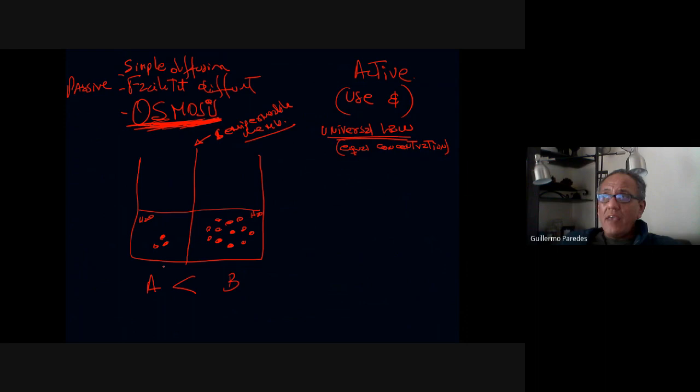So what is the body doing? The body is going to make water pass from the low concentration to the high concentration. So at the end, what you're going to have is this. You have a high content of water on one side and a little bit of water on the other side. Why? Because the water is trying to dilute the high concentration in order to have, at the end, equal concentration.